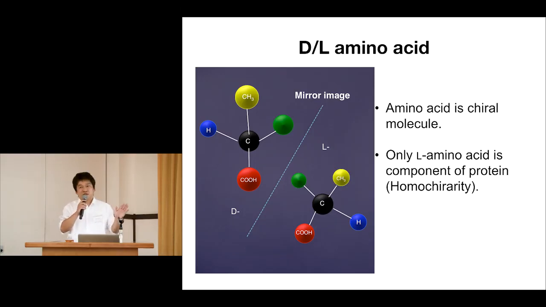Both have the same structure, same chemistry, same physics, but both are not the same in the case of the protein. So, for some reason, in our body, in our protein, there is only L amino acid as a component of the protein. People call this homochirality. Nobody knows the reason for this homochirality, but our body is made only from L amino acids.